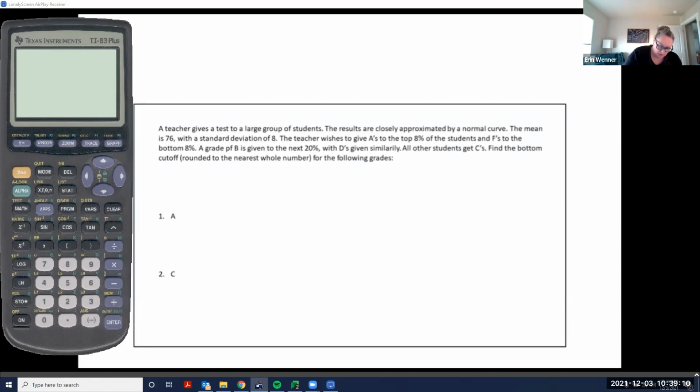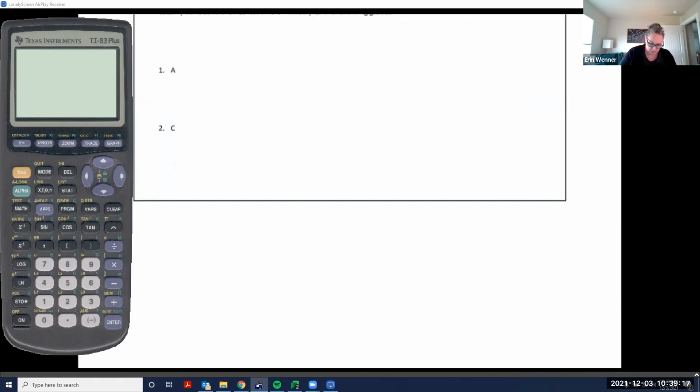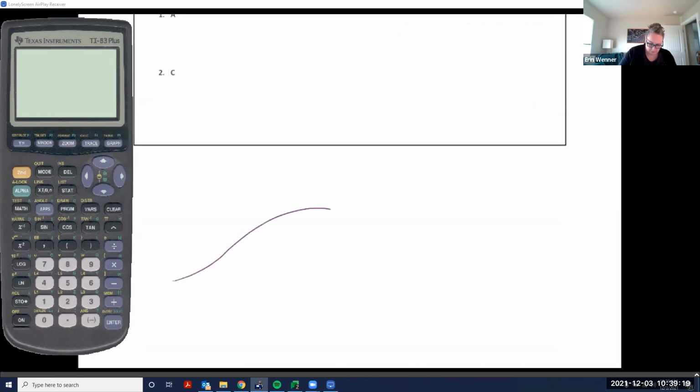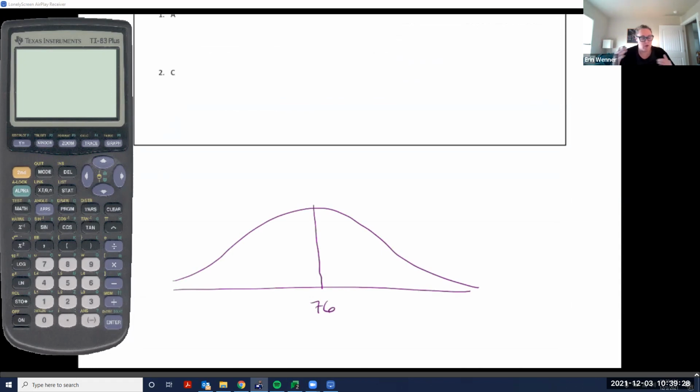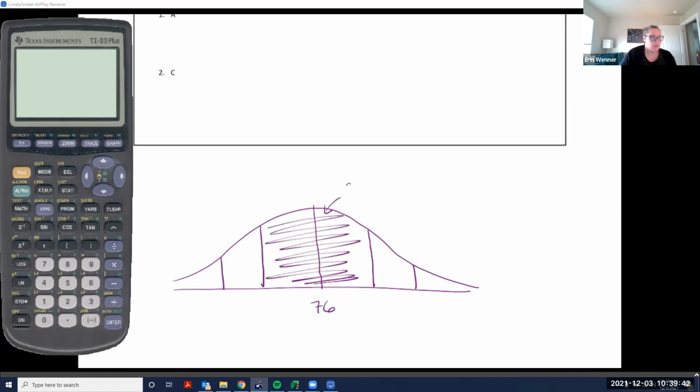So let's look at our curve first. Actually, let's do this down below. There's more room down here. So if we think about our curve, we've got our mean in the middle, which is a 76, okay? Now we have those standard deviations, but ignoring those, we've got these points on either side. So in here, this is where the C's live, okay?